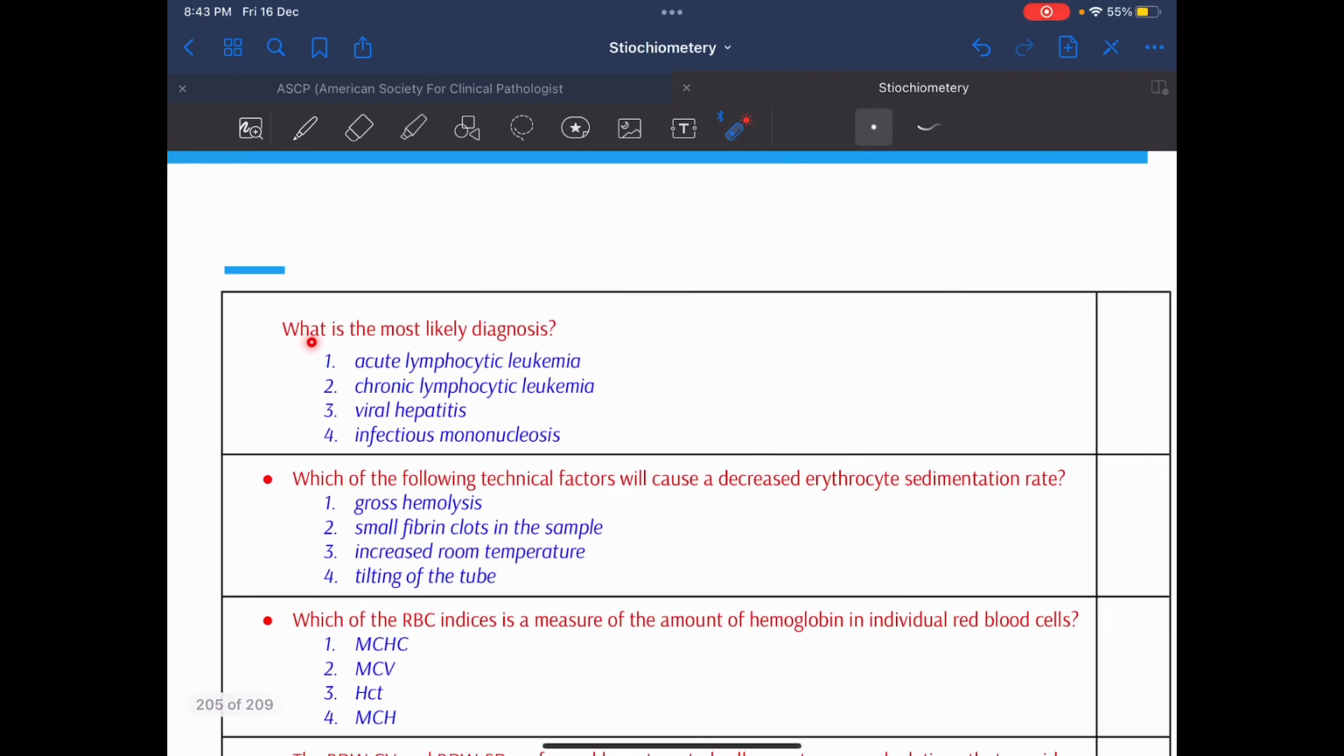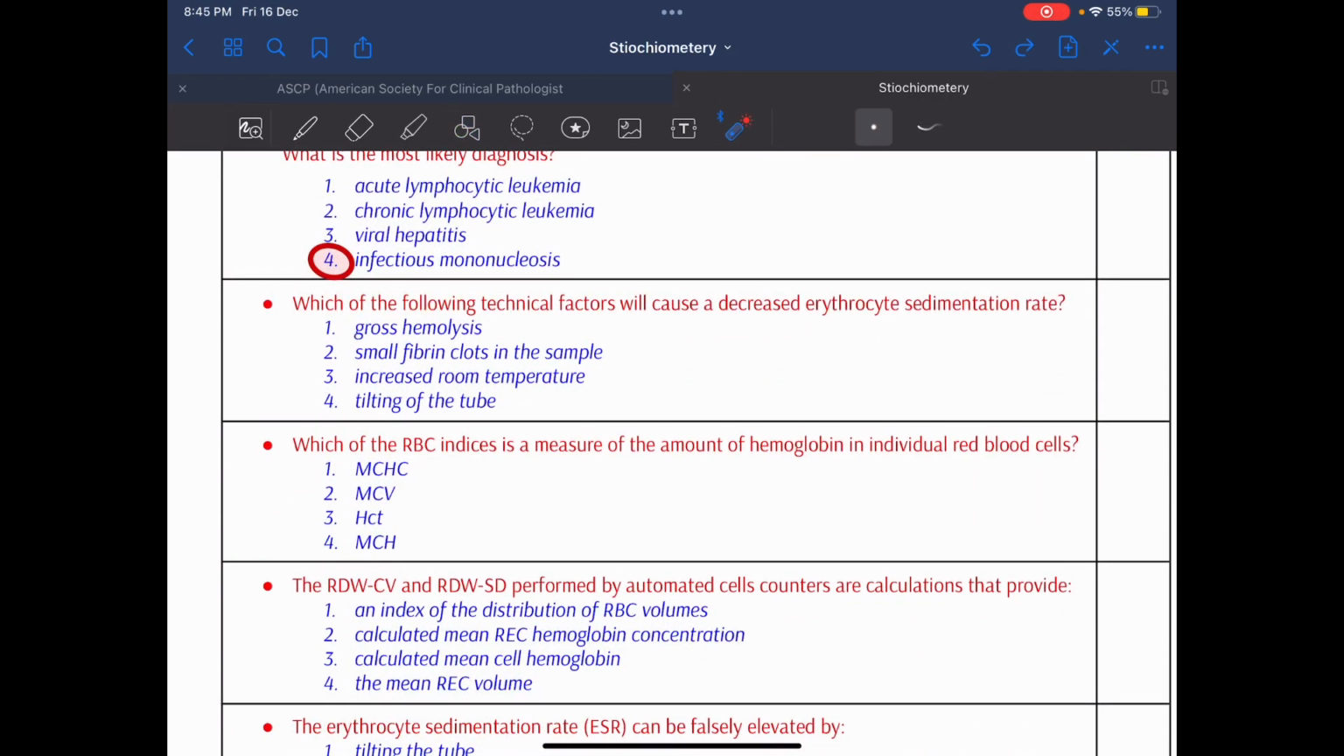So, what is the most likely diagnosis? Acute lymphocytic leukemia, chronic lymphocytic leukemia, viral hepatitis, or infectious mononucleosis? The correct answer is 4. Infectious mononucleosis.